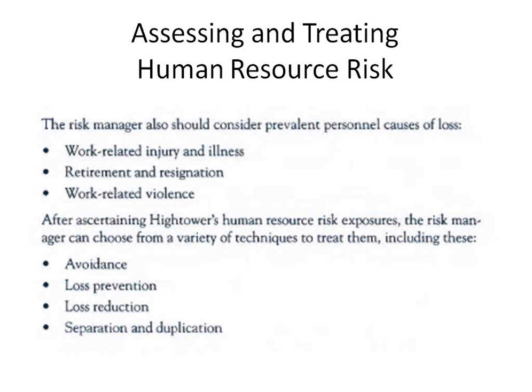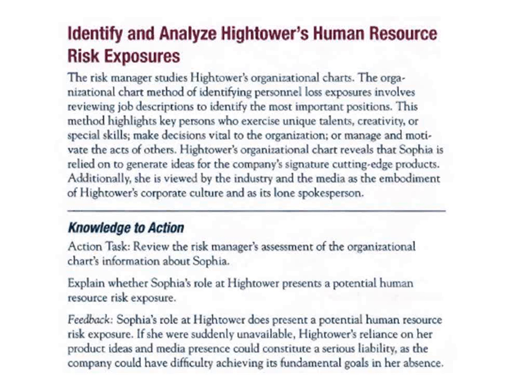And then after ascertaining Hightower's human resource risk exposure, the manager can choose from a variety of techniques. So we'll look at avoidance, loss prevention, loss reduction, separation, and duplication. Those are the tools in our toolbox that we're going to use to address these different things. More specifically now, as risk manager, I look at the organizational charts, identify key personnel, look at job descriptions. The organizational chart reveals that Sophia is relied on to generate ideas for the company's signature cutting-edge products. Additionally, she is viewed by the industry and the media as the embodiment of Hightower's corporate culture and as its lone spokesperson. Okay.